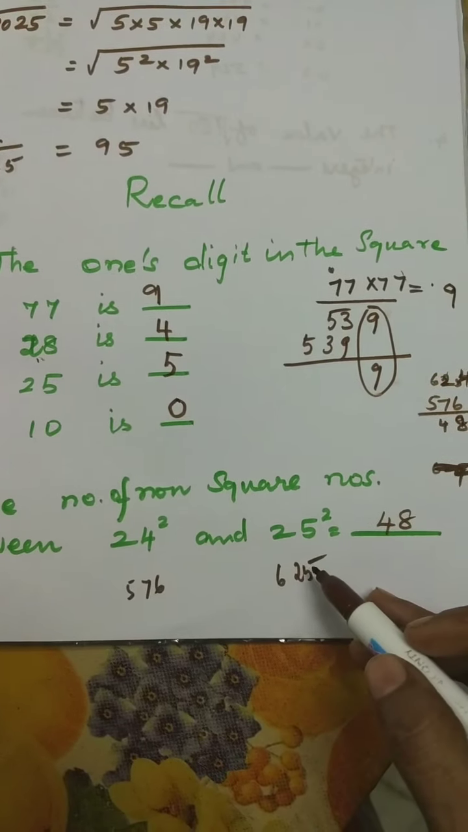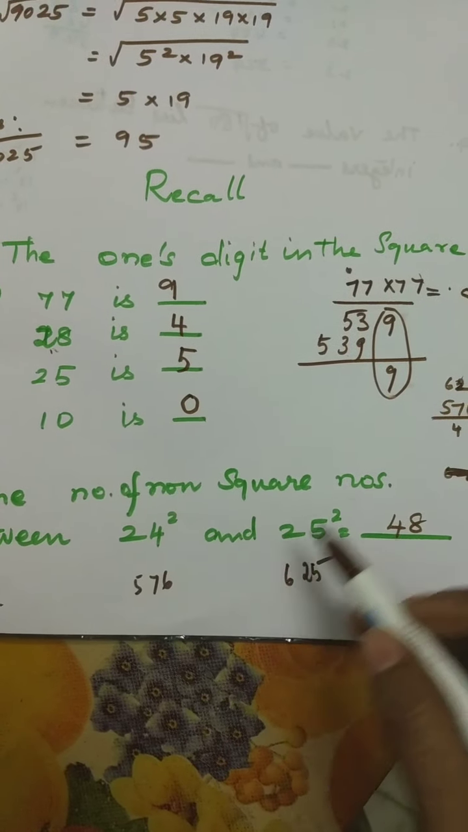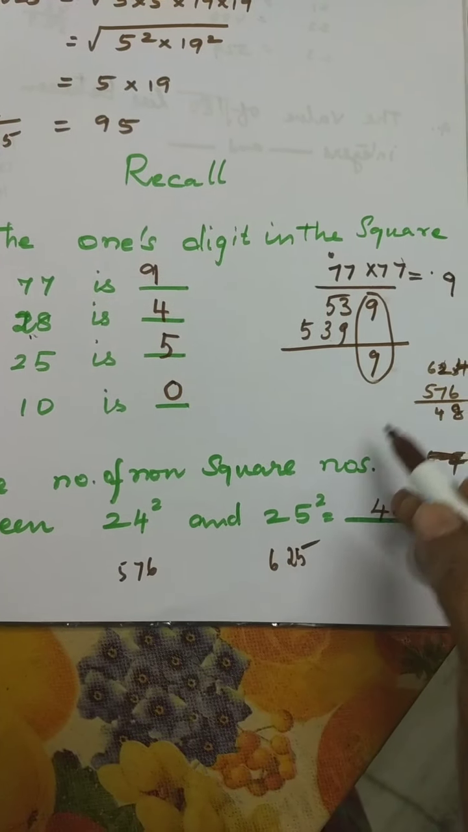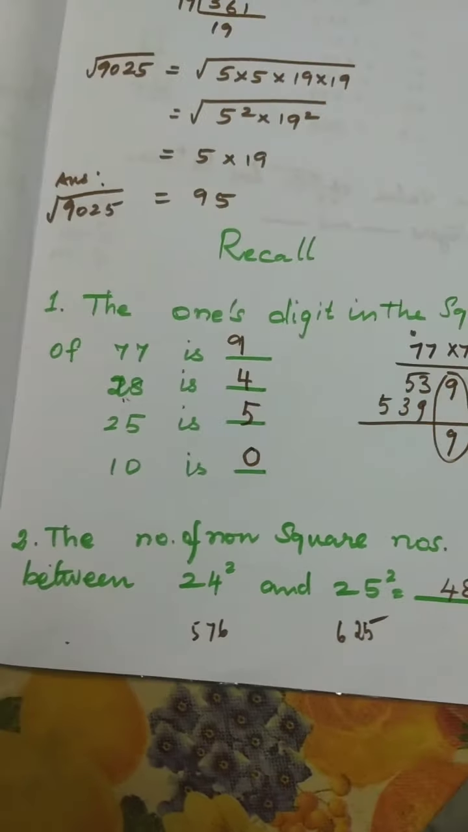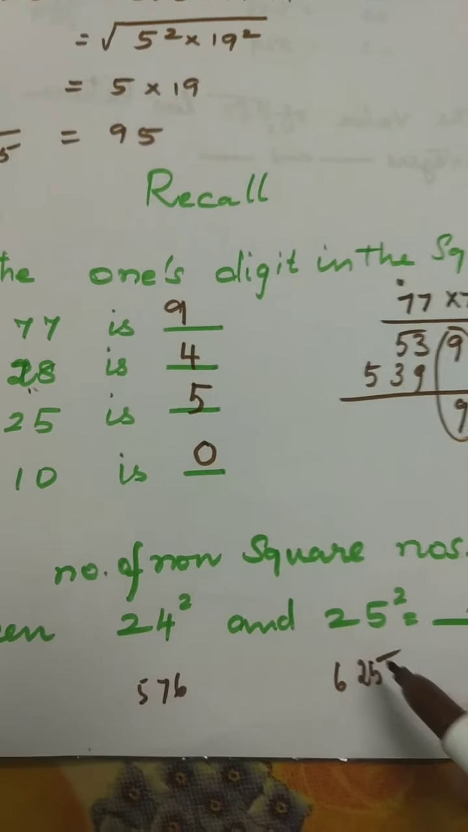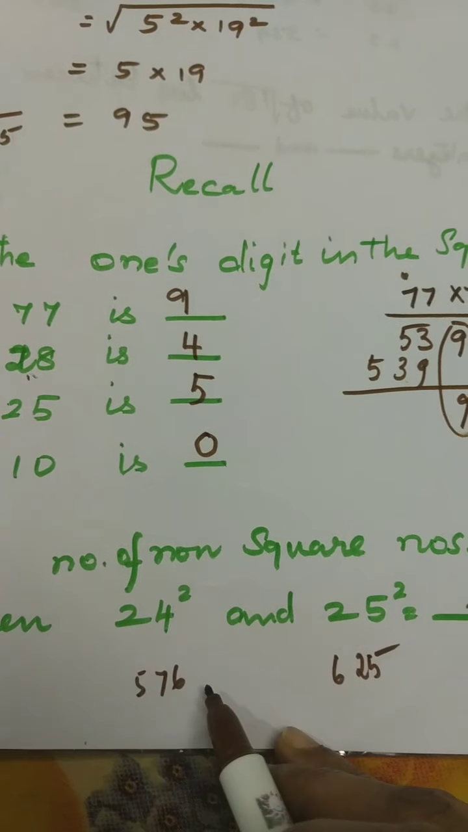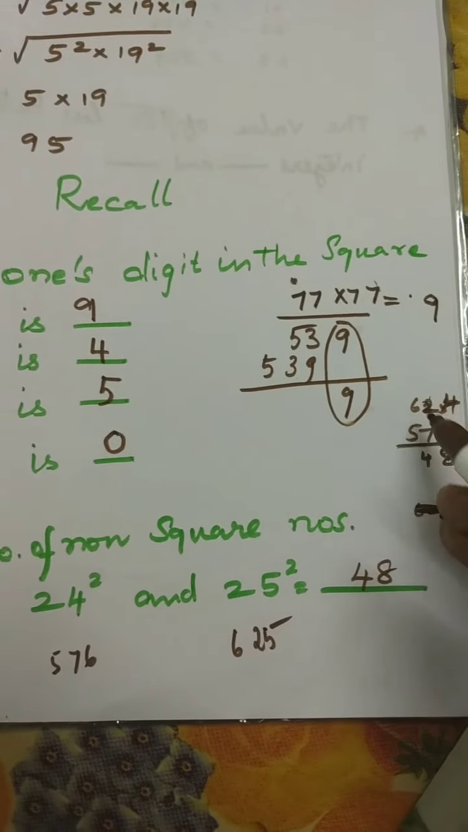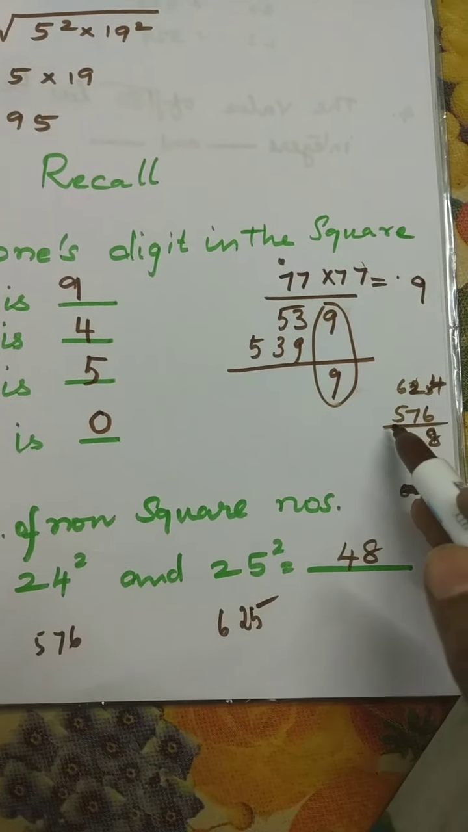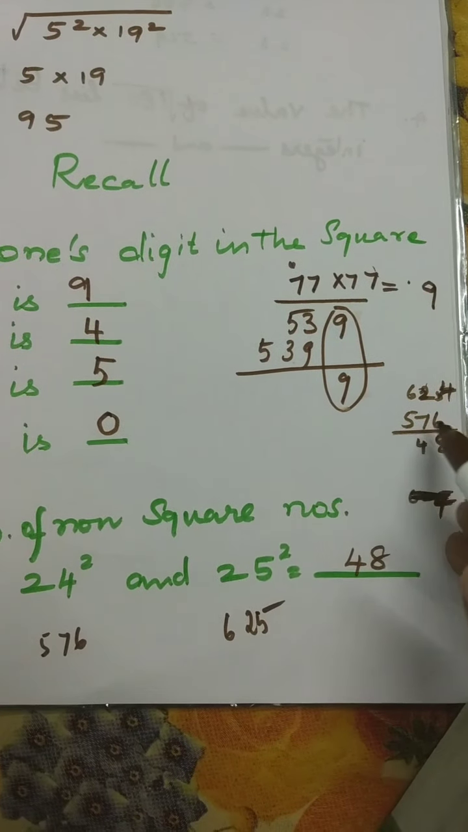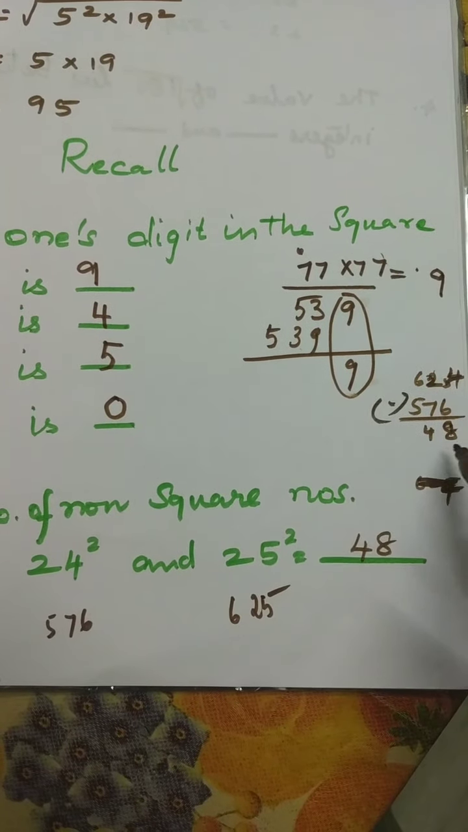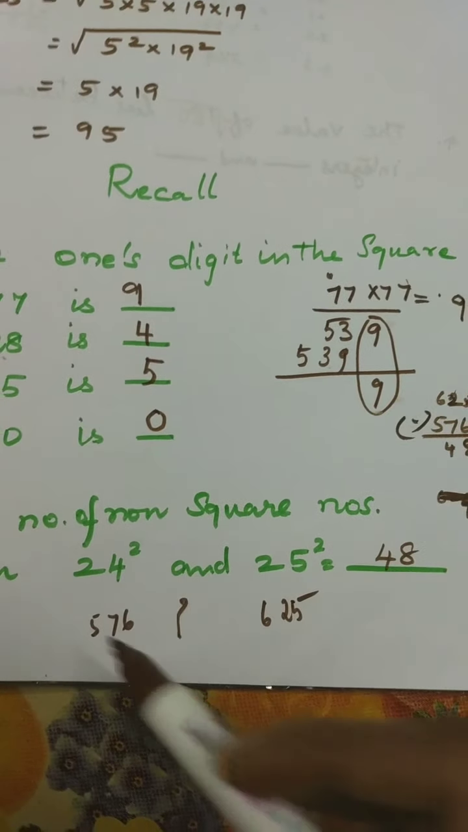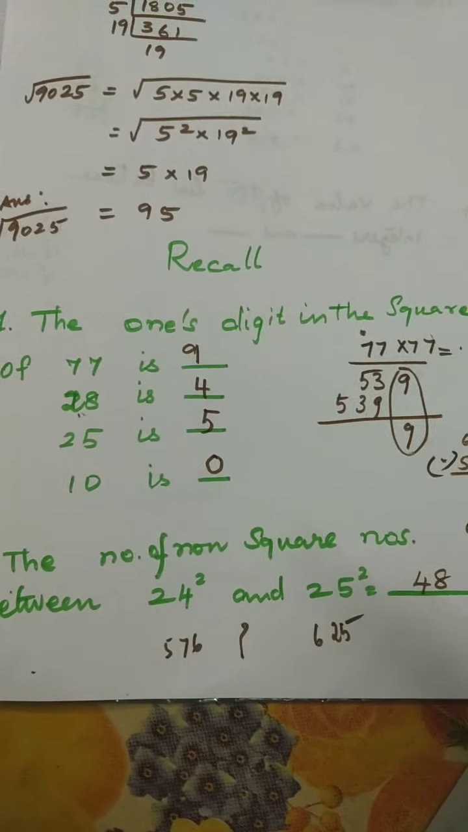So we have to count up to 624. That is from 576 to 624. How many numbers are there? You have to calculate: subtract 576 from 624, and that is 48. So there are 48 numbers in between, and those are non-square numbers.